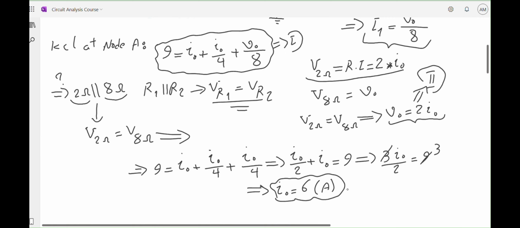Can we very quickly figure out VO? That's right, because VO equals 2 times IO. VO equals 2 times 6 or 12 volt. I hope that you guys had it already right before I solve it.